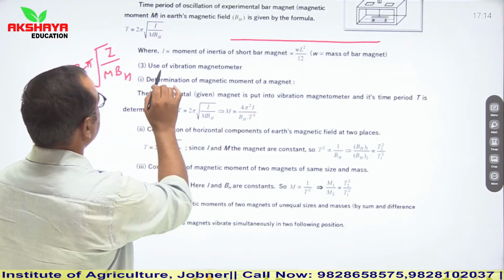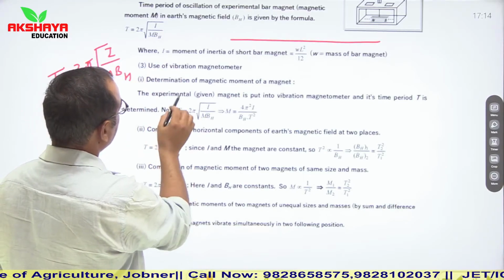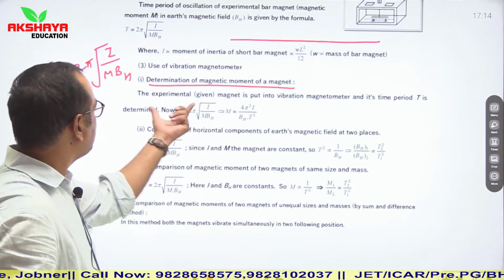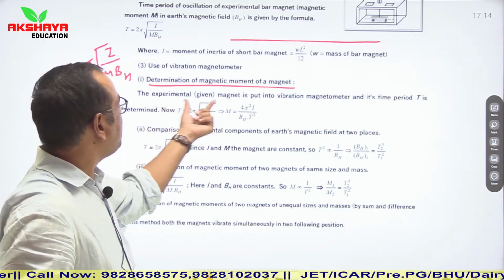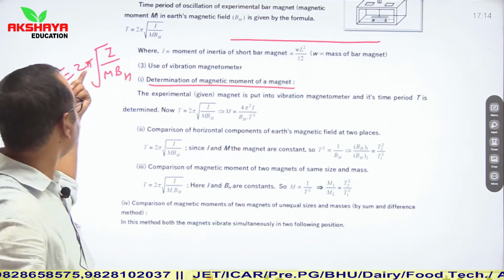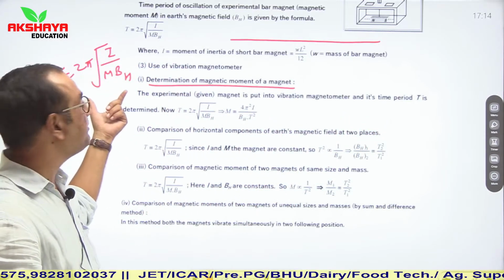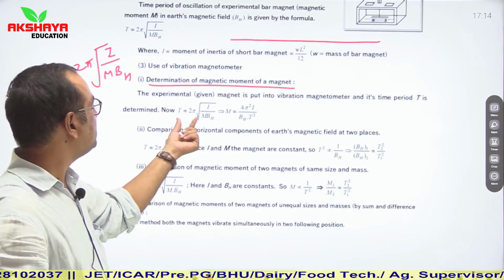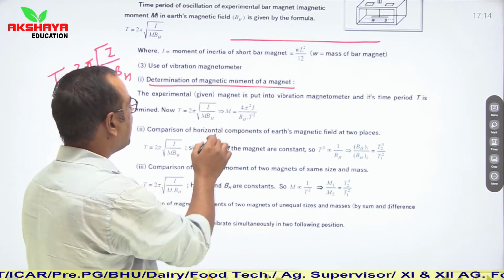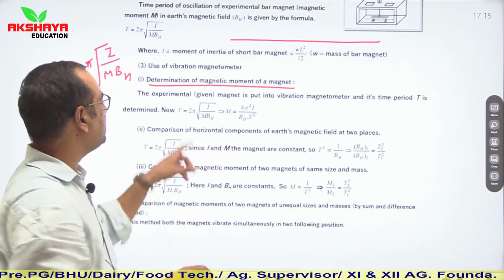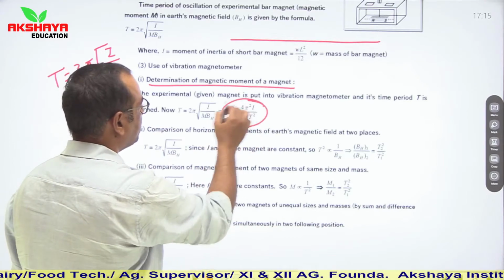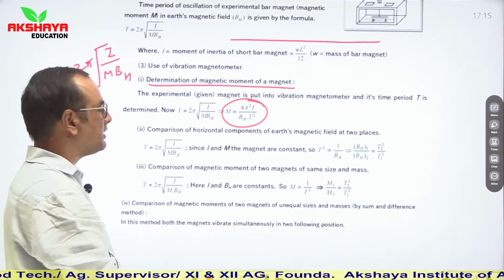We are explaining both the situations. So first, determination of magnetic moment. The experimental magnet is put into the vibration magnetometer and its time period is T, which is given by 2 pi root I upon MBH. So T is equal to 2 pi root I upon MBH. Here M can be calculated from this relation in terms of time period. So this is the formula: M = 4 pi square I upon BH T square.